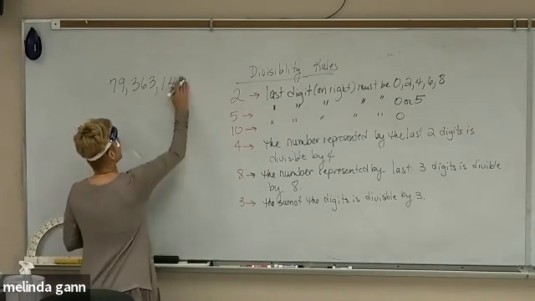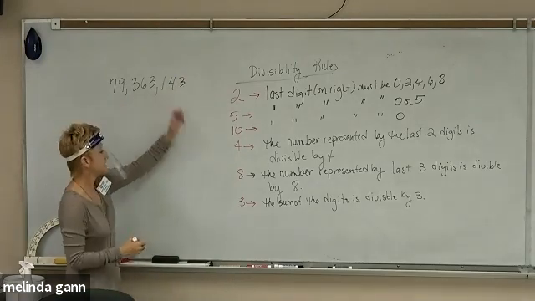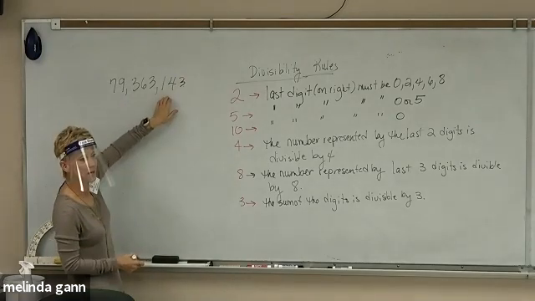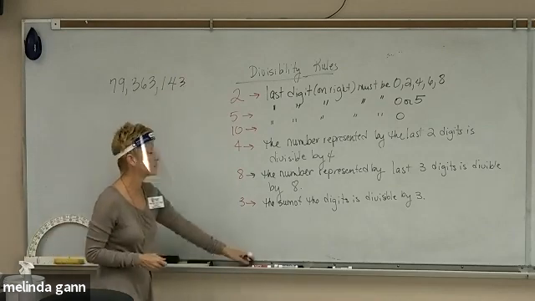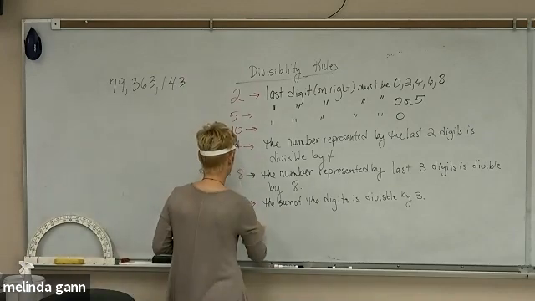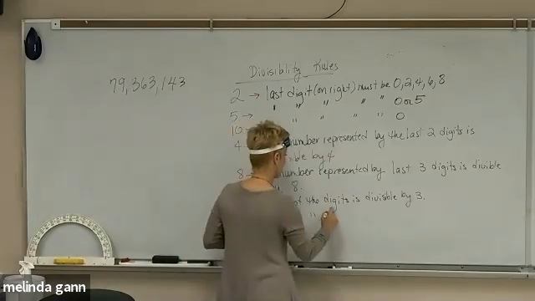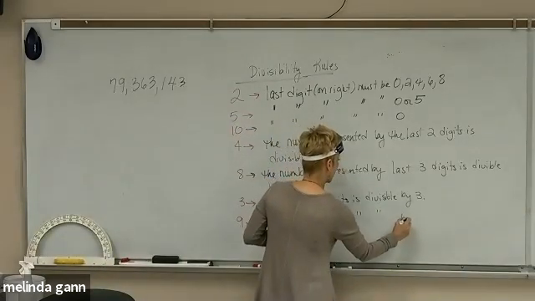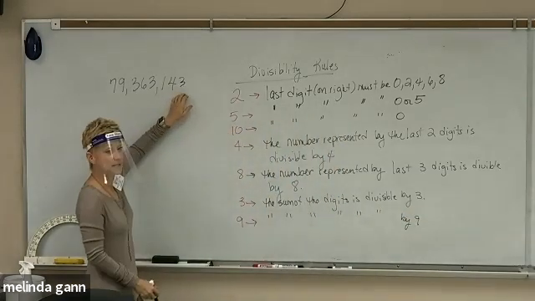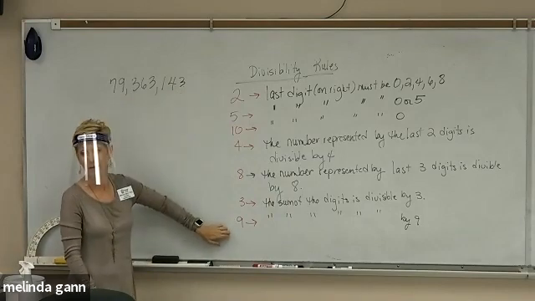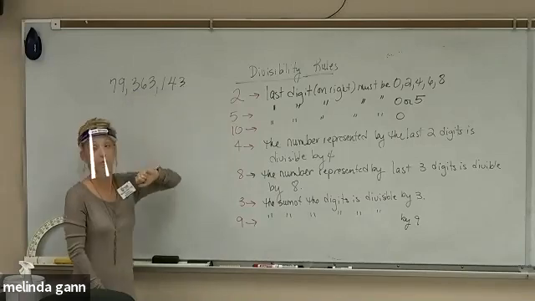But now, if that had been a 3, wouldn't the sum have been 36? So is 36 divisible by 3? Then so is that number. So for 3, you just add the digits up. The same thing works for 9. The sum of the digits is divisible by 9. So like I said, if I add these up, I get 36. Is 36 divisible by 9? And so is 79,363,146.